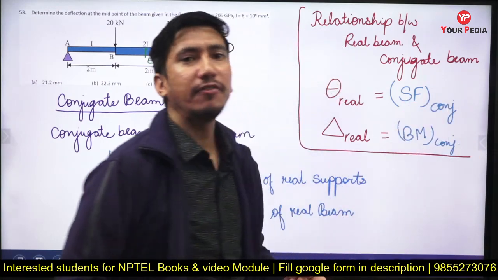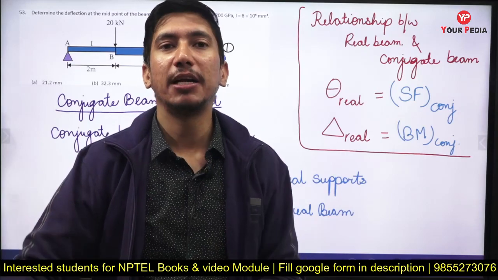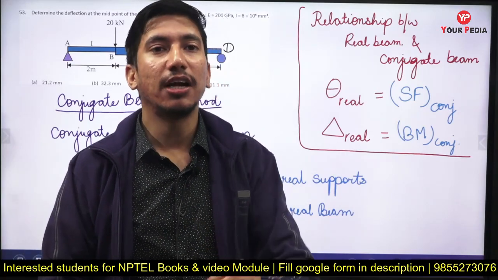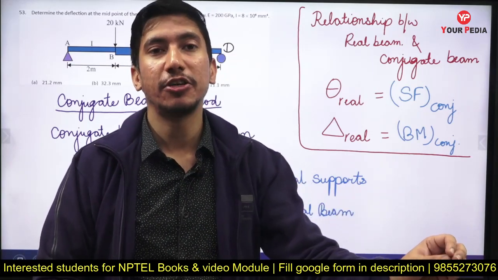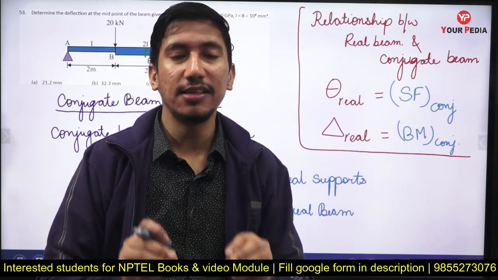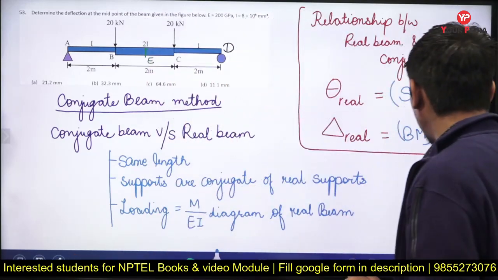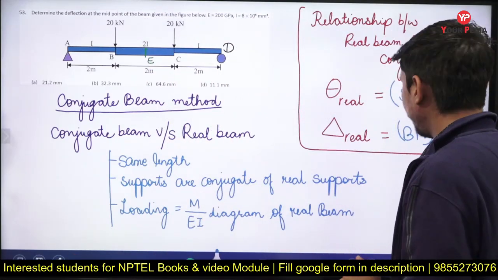So what we have to do is create the conjugate beam and find the shear force and bending moment at certain locations, so that we can find the slope and the deflection at the corresponding location in the real beam. So you can see how easy, convenient and interesting it is. Okay, so let me tell you first about the conjugate supports.